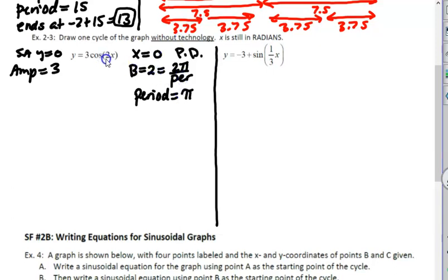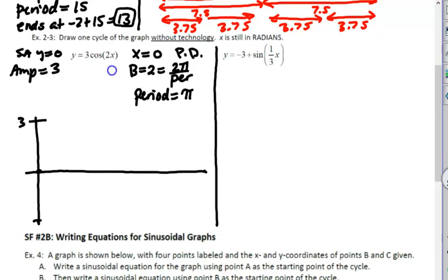Another way of looking at it is if you multiply by 2 inside the function, it makes the period half as wide. And since a cosine graph normally has a period of 2 pi, half of that would be pi. So when we draw this, we just need to put the sinusoidal axis. It's going to have the point 0, 0 as kind of a center point of the graph. The graph goes up to 3 and down to -3.